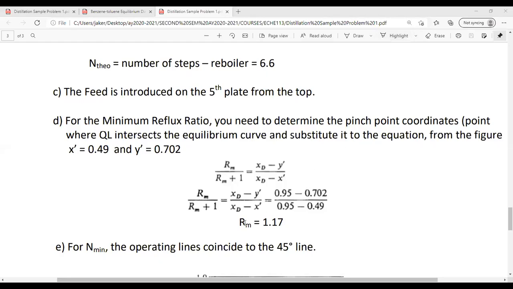Okay, so we were cut there. If we use the formula for minimum reflux, this would be your minimum reflux. The 1.17 minimum reflux ratio, that is.